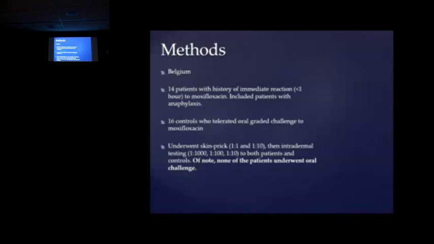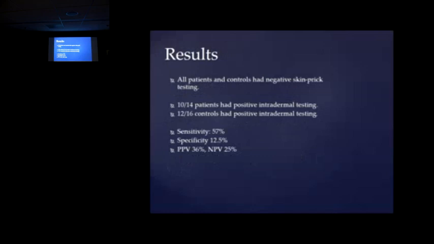They did skin prick and then intradermal testing. Now I put here in bold, none of the patients they actually did an oral challenge to. So they only did intradermal testing. So then they calculated sensitivity and specificity and the positive and negative predictive value. How can you do that if you're not challenging any of the patients? I mean, they obviously just use the history, but as we know, just because someone has a history of reacting to a drug doesn't mean that if you give it to them in the future, they're going to react again. So I would sort of ignore the sensitivity and specificity of this study.